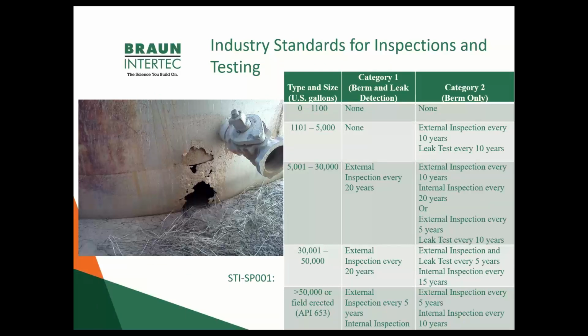You want to avoid this happening. And as you can see here, this is out of the Steel Tank Institute's standard. Category 1 is where you have both a perimeter berm and leak detection underneath the tank. And you can see that you have to get quite a large tank before you have to do a regular integrity inspection to ensure that the wall of that tank is still functional and it hasn't deteriorated. If you only have the berm, you don't have any leak detection underneath it, then you have to spend much more time on your inspections of that tank to ensure that that single wall of protection is fully functional.